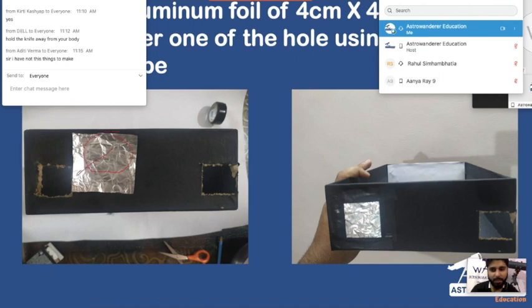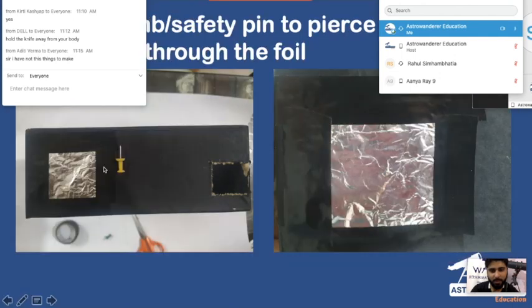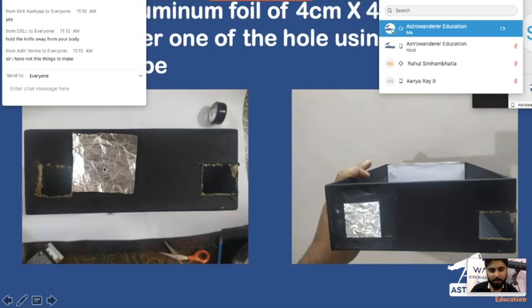I have put it on this hole. Sir, do we have to stick the aluminum foil from the outside or the inside? Outside. The point is not where you put it, it doesn't matter much. What matters is that the light should not enter from any place except that pinhole. Do you understand? This is the place.